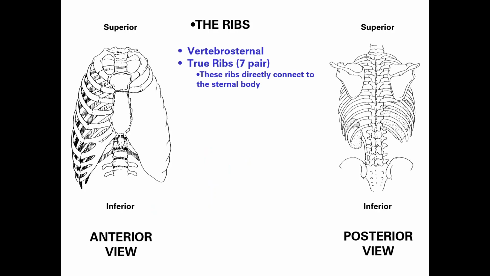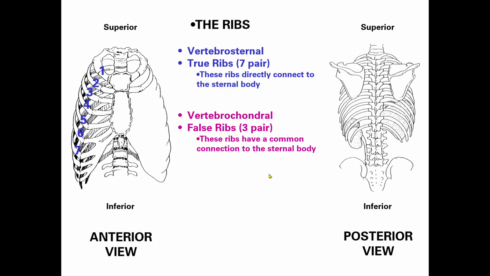All right, the ribs. So here's an anterior view of the ribs, posterior view, so you can see our vertebra. Vertebral sternal, those are the true ribs that come from the sternum to the vertebra. These ribs directly connect to the sternal body. And here's the body of the sternum, which we'll see a little bit later. So there's 7 pair of true ribs. So we have 5, 6, 7 numbered on the anterior view.